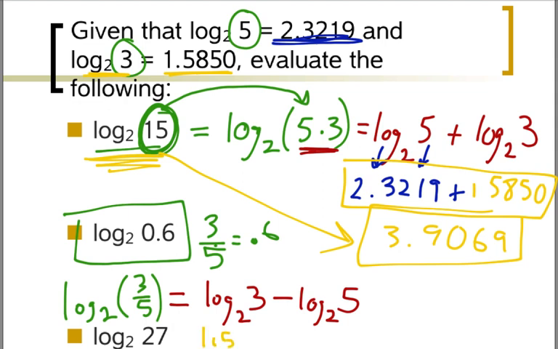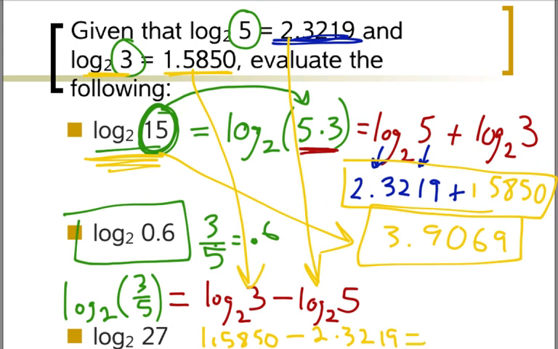Because I know that log base 2 of 3 is 1.5850. I can subtract from it log base 2 of 5, which was 2.3219. That's just taking the information they gave me at the beginning and replacing it here in this equation. Now all I have to do is just plug it in my calculator, and I should get negative 0.7369. Okay? So that's your final answer for that problem.